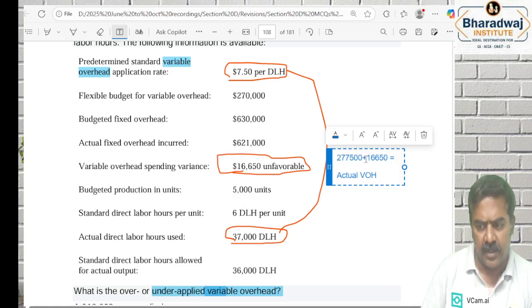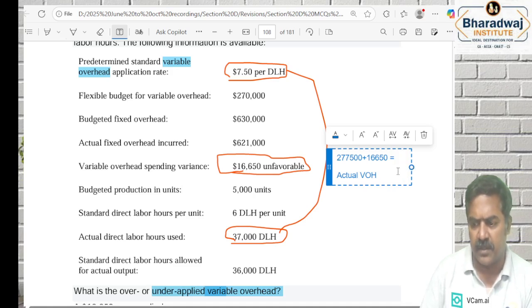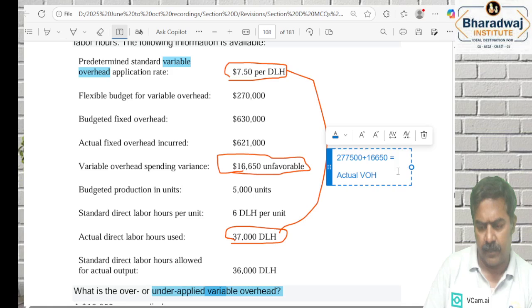Okay. So this is based on number of hours, plus we spent 16,650 extra. This could have been the actual variable overheads. What is the actual variable overheads? Tell me the amount. 294,150.